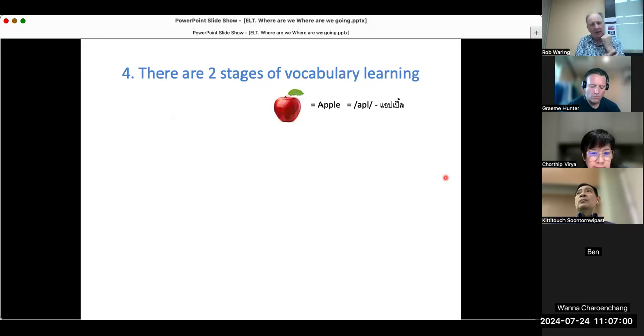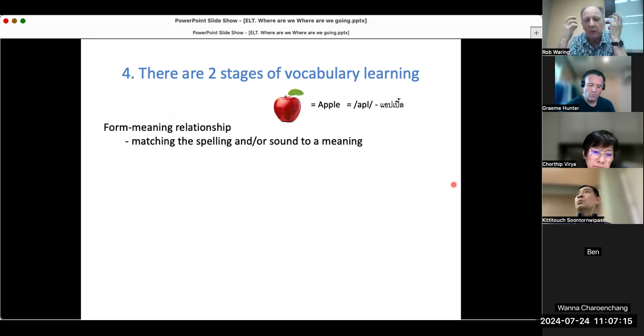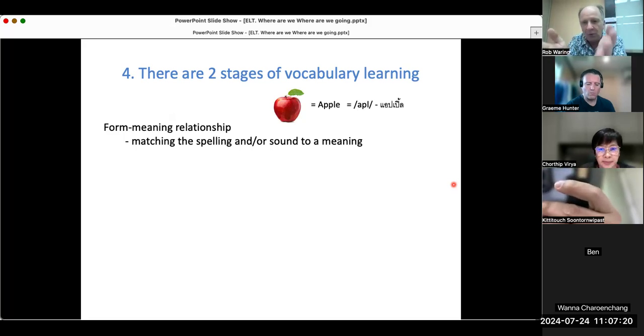One of the critical aspects of vocabulary learning I've already talked about that is often misunderstood in ELT is the fact we don't just have the first stage of learning, which is the form-meaning relationship. That is where we match the spelling and sound to a meaning. So apple is pronounced apple. I don't know how to say that in Thai, but that's the meaning. That's it. This is where the vast majority of vocabulary teaching stops. It stops at this relationship between the spelling, the sound, and the meaning.